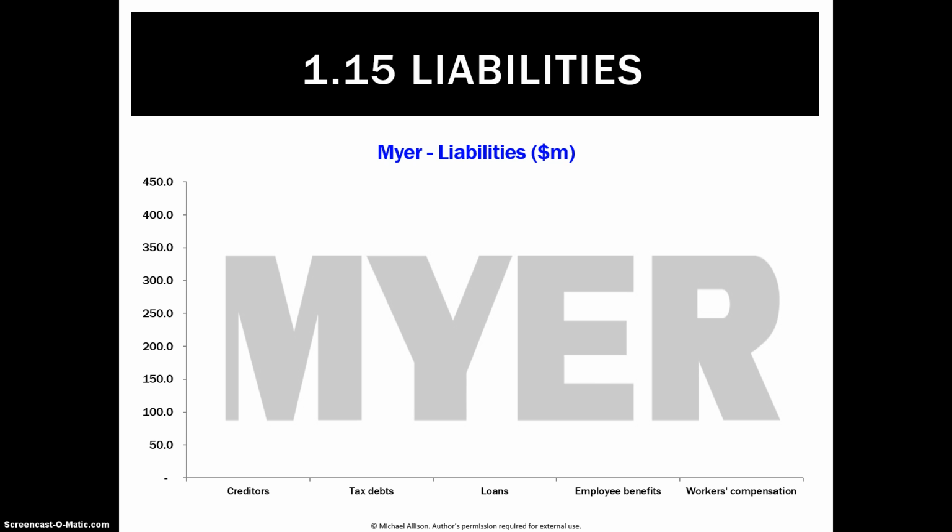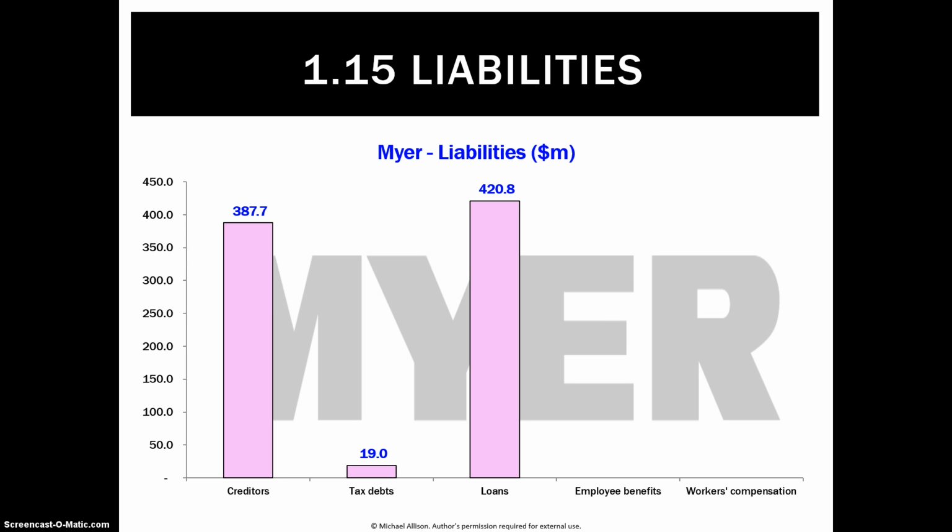Looking at a big company that we may know of, Myer, their common liabilities are creditors. So for Myer, that would be all the suppliers of stock. The tax debts, now we'll deal with GST as a debt that we might have. Loans, you can see they have many millions of dollars of loans. Employee benefits, so unpaid wages and so on, which we'll deal with, and workers' compensation, which is not a part of our course.